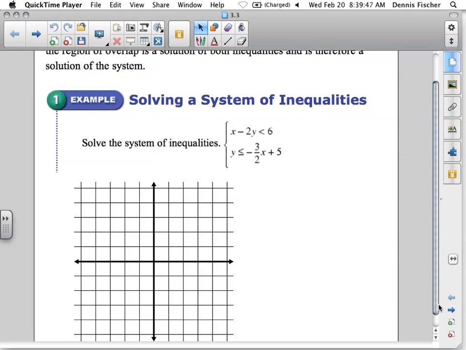Now, on the second one here, again, it's a linear equation. It's a line. But this one has an equal sign underneath it, right? So that's going to be a solid line. So we have to make sure we know the difference between a solid and a dotted line, because the equal sign means solid.